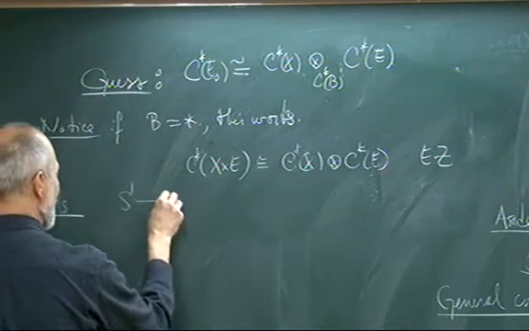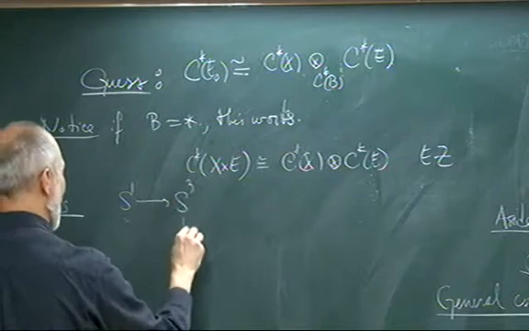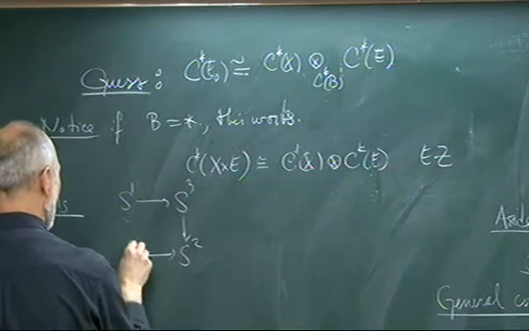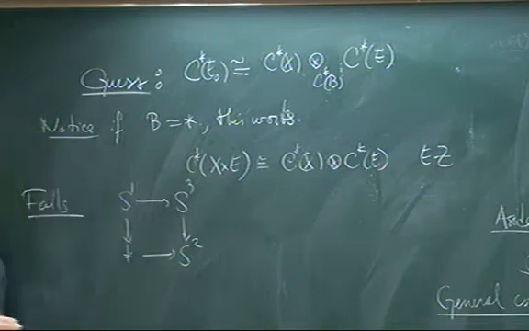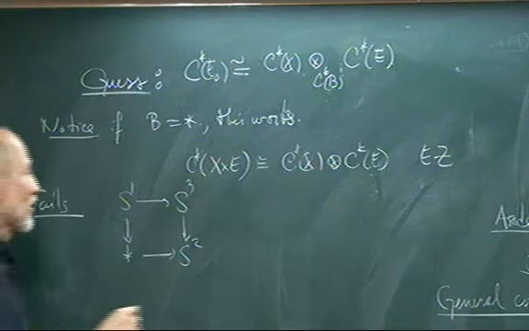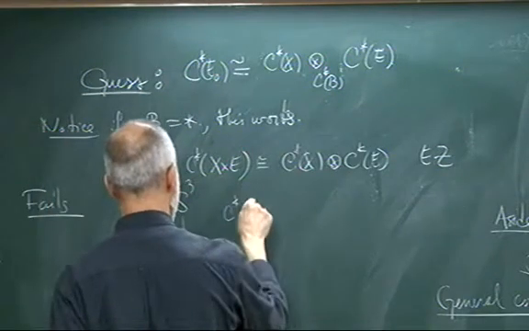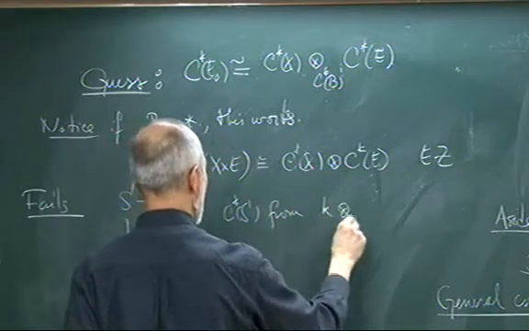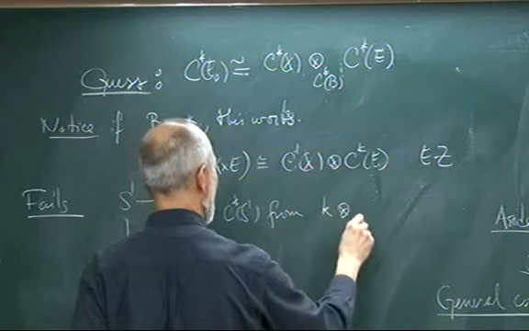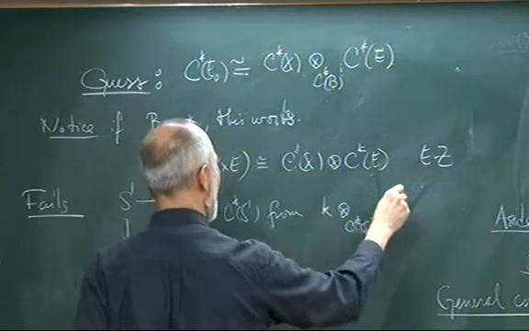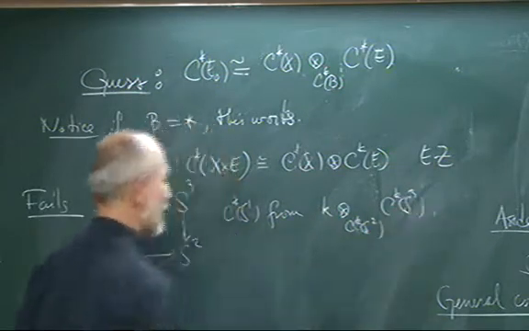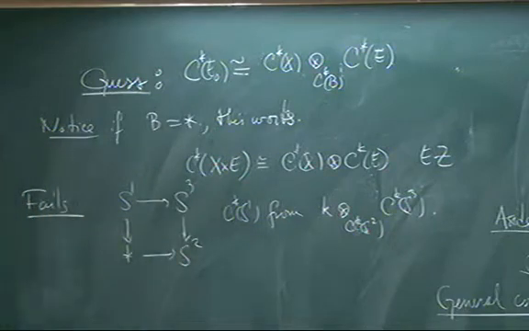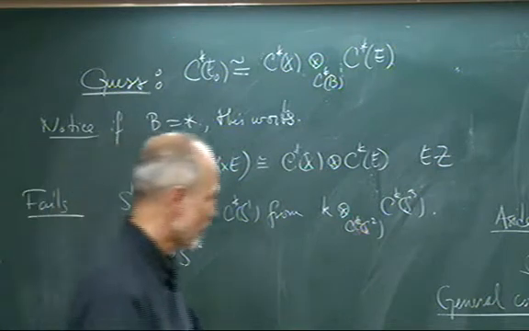Let's see, take the Hopf fibration and do this calculation and try to compute C star of S1 from it, and this fails fairly miserably. So this is obviously not the way to go.